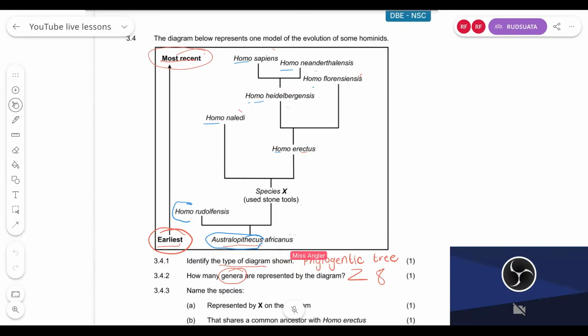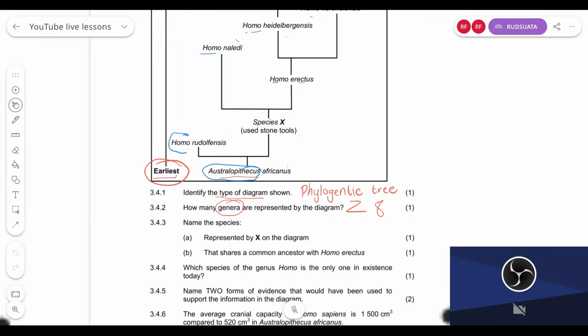But that's actually not true, and you've done something wrong. Okay, next. It says, name the species represented by X on the diagram. Now, your clue is the fact that they used stone tools, and I think we have guessed what this is already, but it is Homo, or you could just write H, habilis. Okay, Homo habilis. That's it.